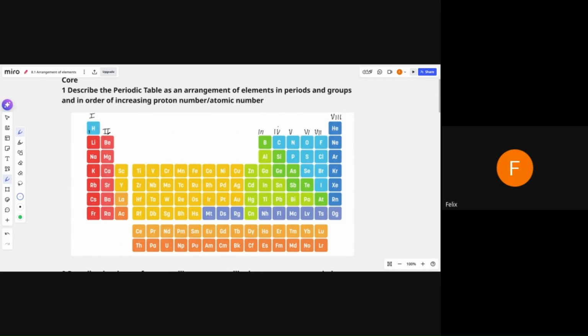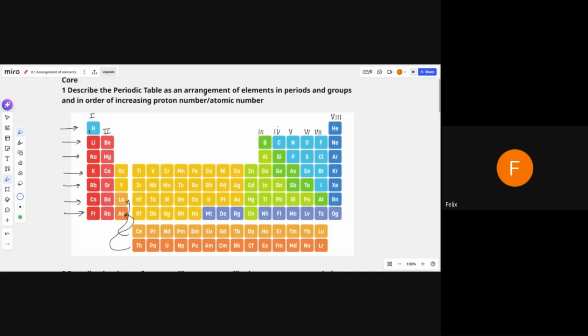And then we move on. These are periods. The horizontal rows from left to right are periods. And we have 7 periods in the periodic table: 1, 2, 3, 4, 5, 6, and 7. These are basically written just to compress the periodic table. So this is an extension of period 6, and this row is the extension of period 7, right? So I hope this is clear.